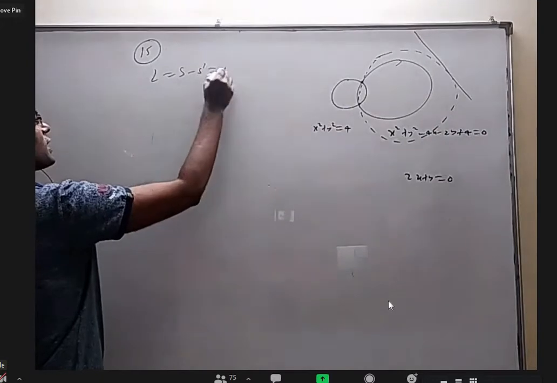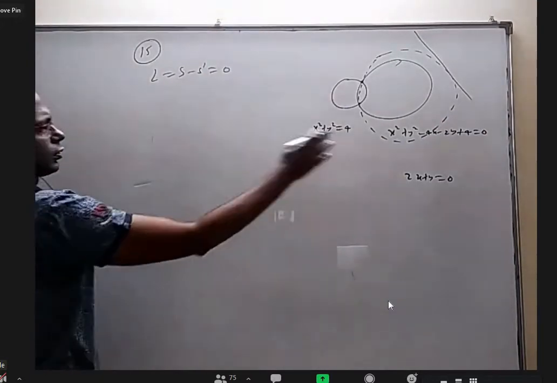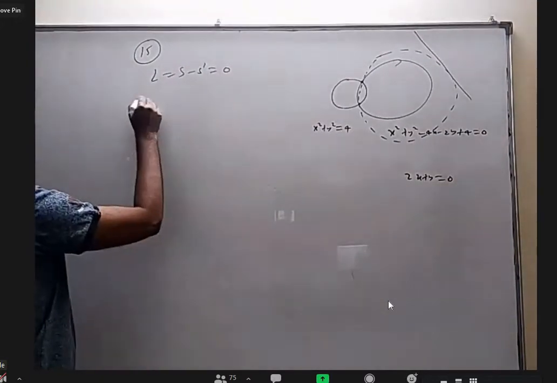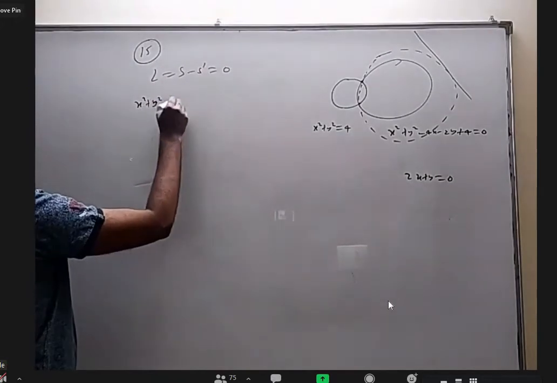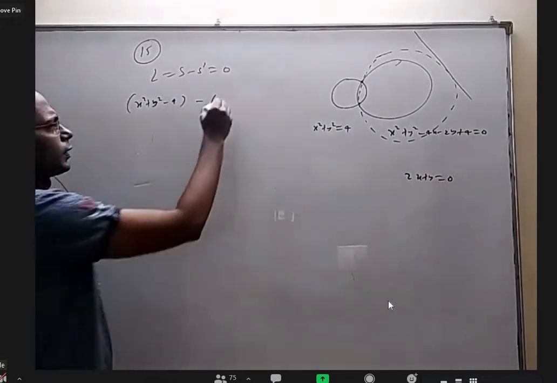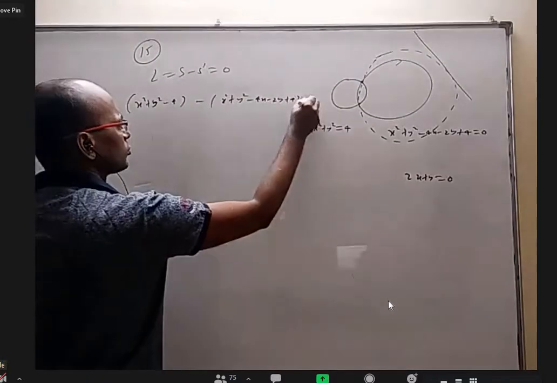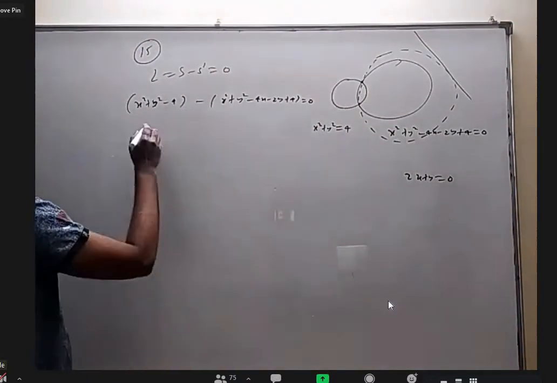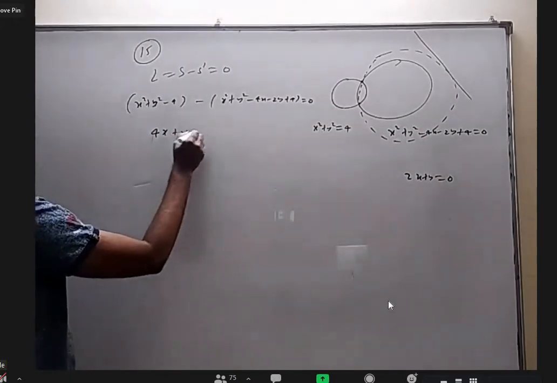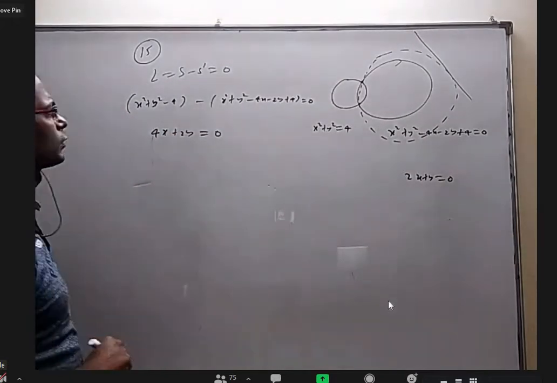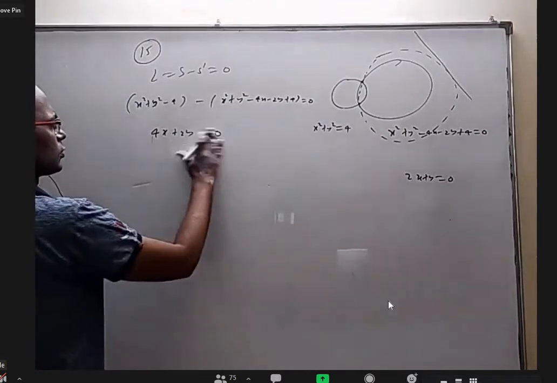S minus S dash equal to 0. So if I subtract x square plus y square minus 4 minus x square plus y square minus 4x minus 2y plus 4 equal to 0. X square will cancel, y square will cancel, we'll get 4x plus 2y equal to 0. No, 4x plus 2y minus 8 equal to 0.